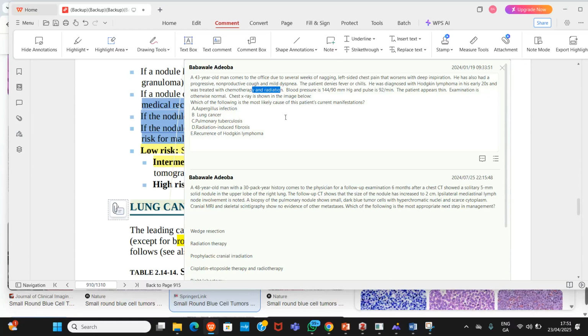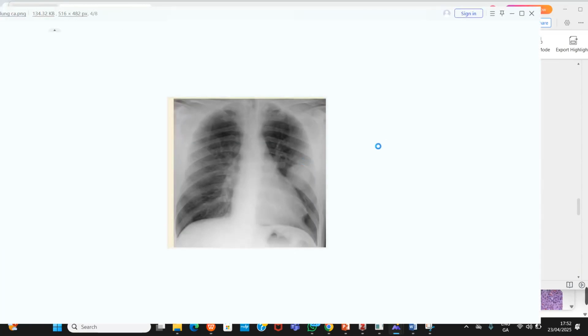Let me show us the X-ray. Can we see this X-ray? Yes. So what do we think?